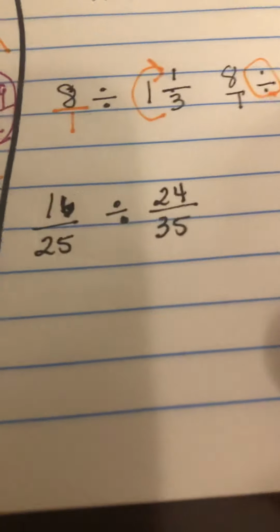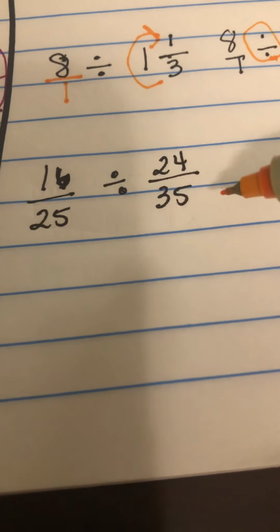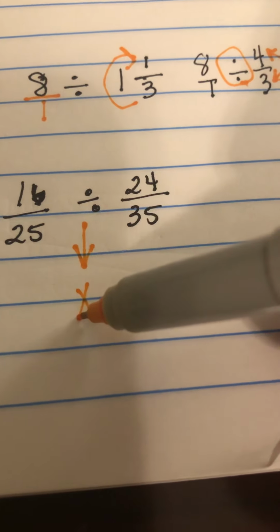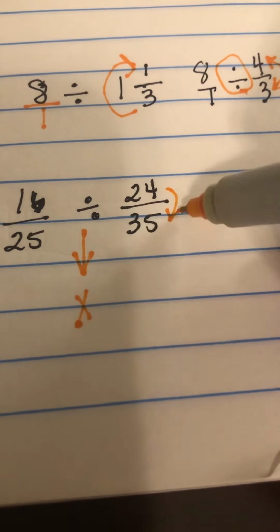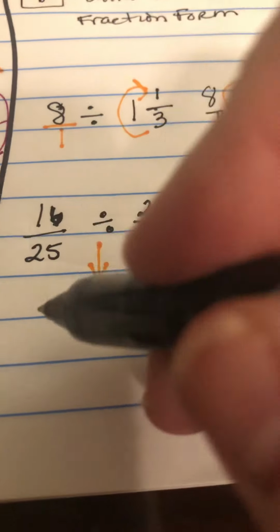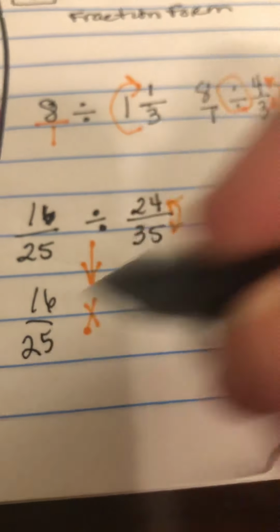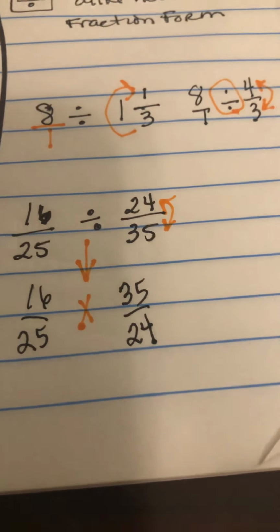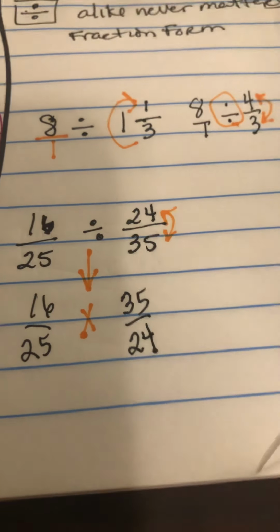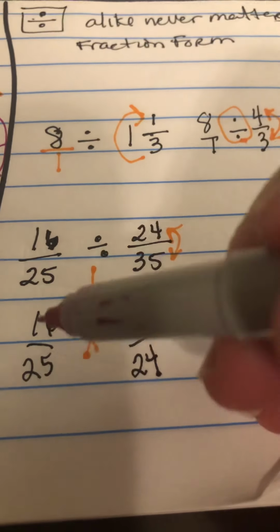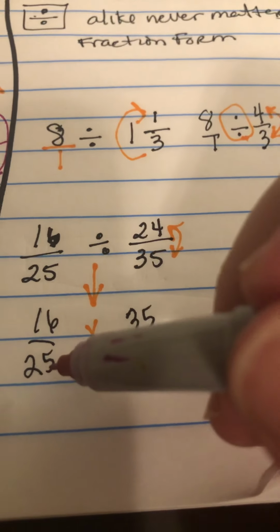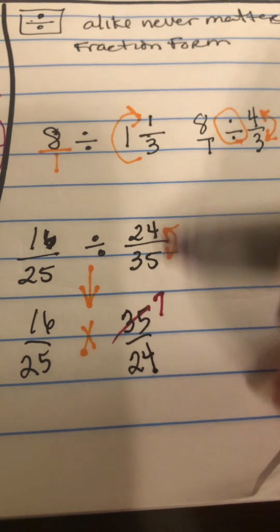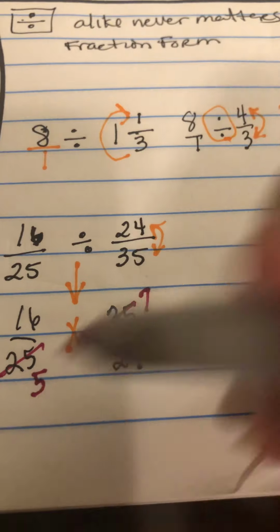Let's do it again. Now this one already has everything in fraction form. So we're just going to need to change this to multiplication, and we need to flip this fraction. So we have 16 over 25 times 35 over 24. And we want to simplify. Look on top and bottom to see if there's anything in common anywhere. And it turns out I can see that 25 and 35 both can be divided by 5. So if you do that, this is what your answers are.